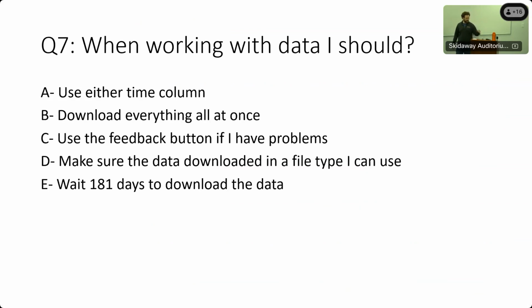So some last questions before I'd love to have any comments or discussion. When working with the data, I should use either time column. Fantastic. Download everything all at once. Use the feedback button if I have problems. Excellent. Make sure the data downloaded is a file type I can use. Seems pretty logical. Wait 181 days to download the data. No one? Damn.